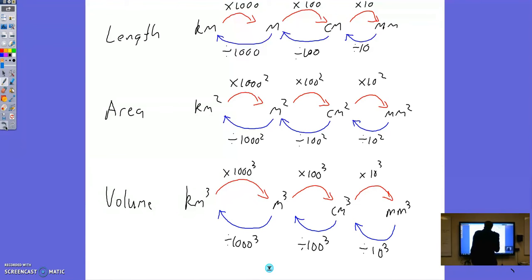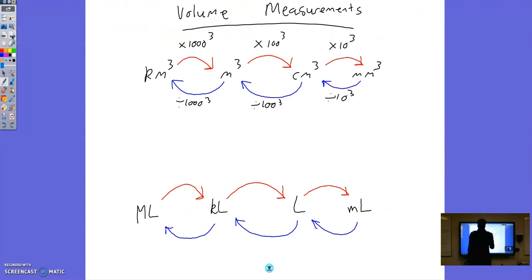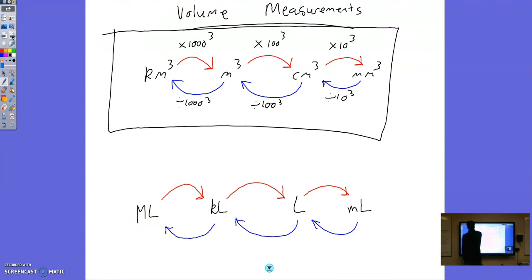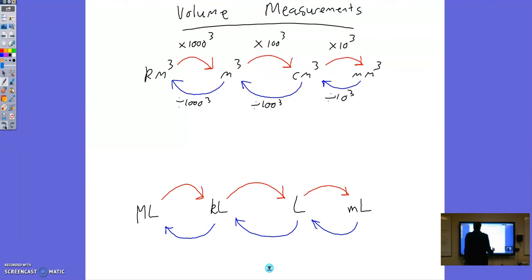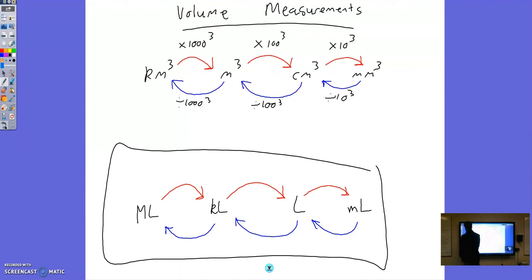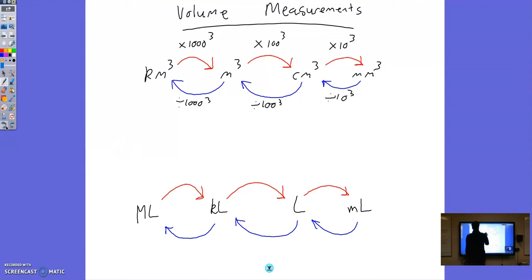Now, while this is quite easily shown on a chart, the next part is why this video has been created. When we're looking at volume measurements, we have our measurements in kilometers, meters, centimeters cubed, millimeters cubed. But when you have a bottle of milk and you want to measure its volume, it's traditionally done in milliliters, liters, kiloliters, and megaliters. So we need to know these measurements as well when we are dealing in volume. Most importantly, we need to know how to go from something like meters cubed back towards something like kiloliters. So we need to know how to go between the two.